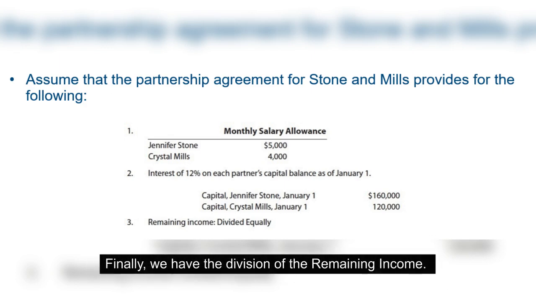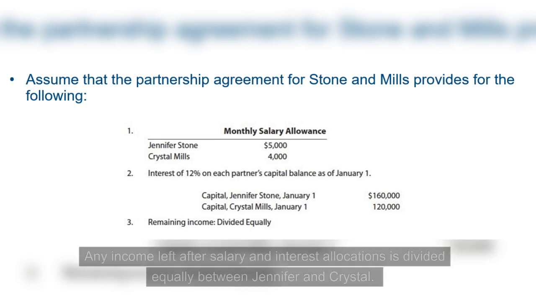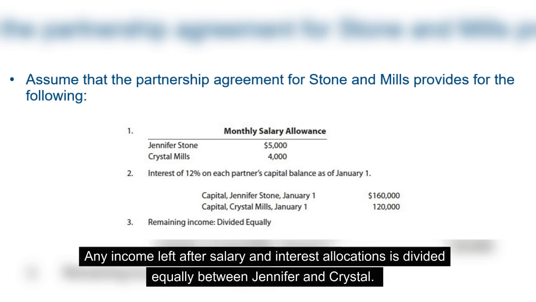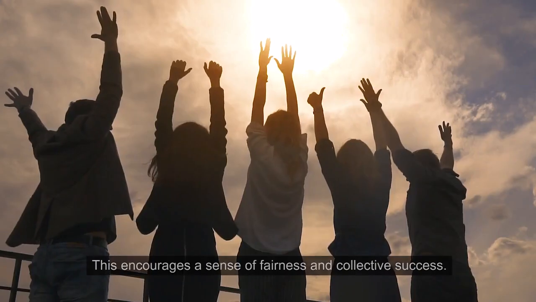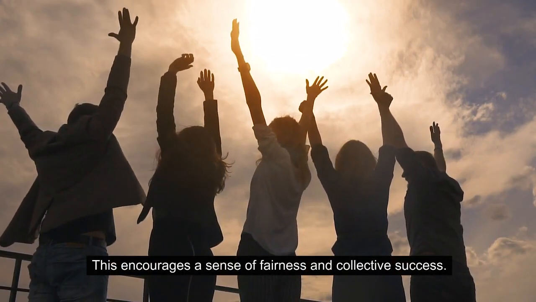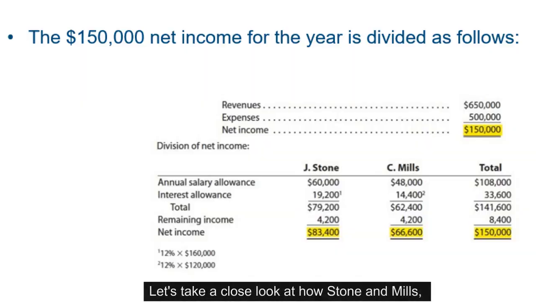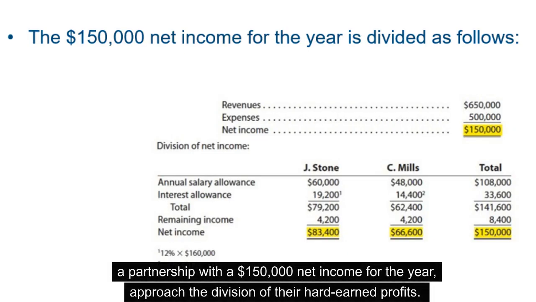Finally, we have the division of the remaining income. Any income left after salary and interest allocations is divided equally between Jennifer and Crystal. This encourages a sense of fairness and collective success. Let's take a close look at how Stone and Mills, a partnership with a $150,000 net income for the year, approach the division of their hard-earned profits.